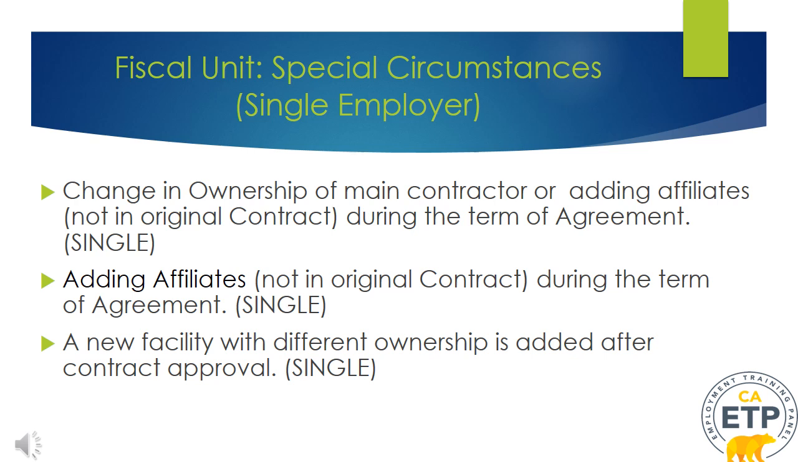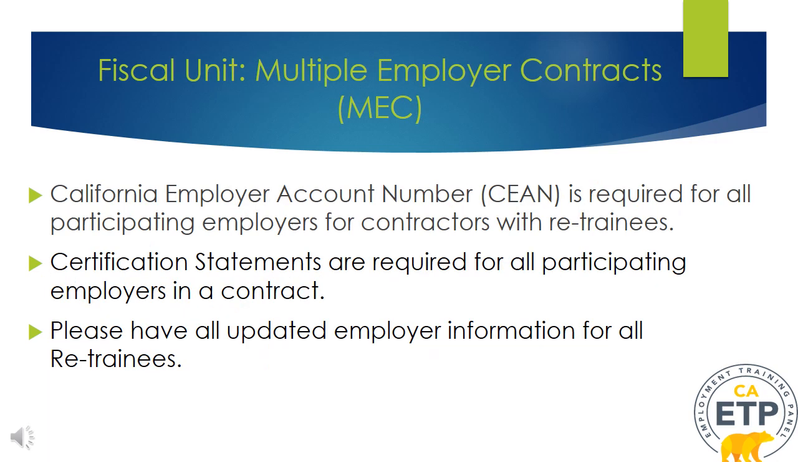Please let us know of any of these changes that occur within your contract, and if you wish those entities to also participate in your ETP agreement, we need to be made aware of these changes so we can properly amend and modify your contract to include these new affiliates so they can be eligible for reimbursement. If you are a multiple employer contract, this does apply to you.